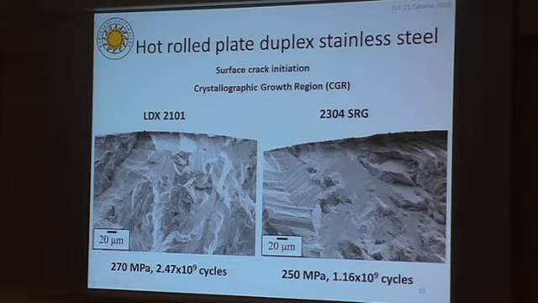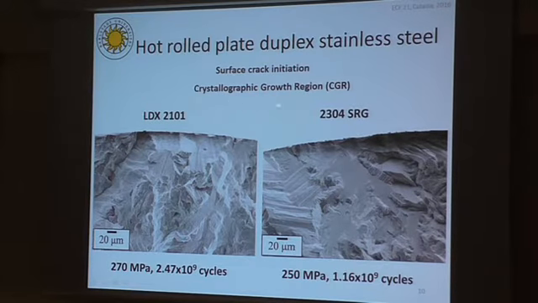In the hot-rolled plate duplex stainless steel, fatigue crack initiations always took place at the external surfaces of the specimens. Here we can see the crystallographic growth region for the LEX2101 grade and the 2304 SRG specimens that failed after these many load cycles.